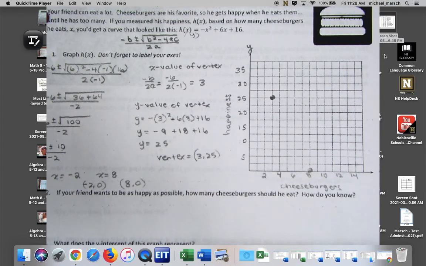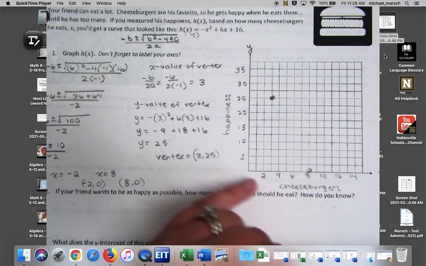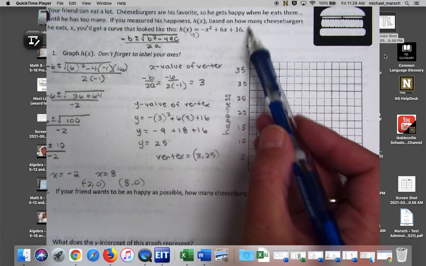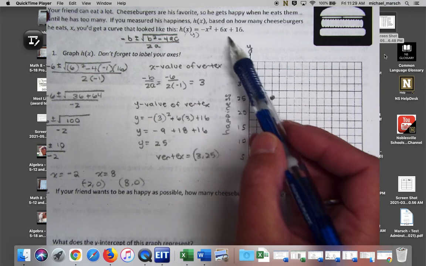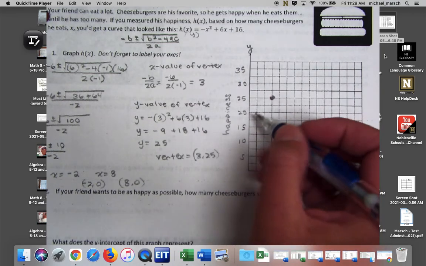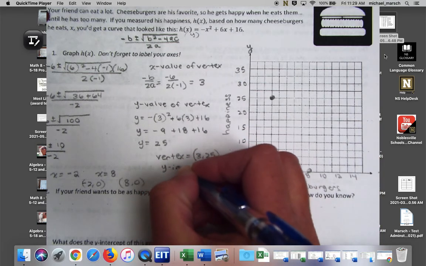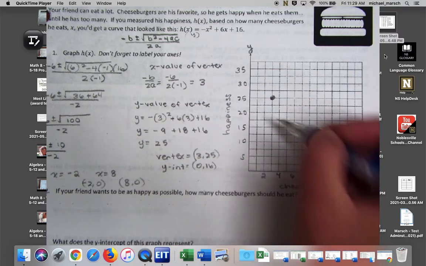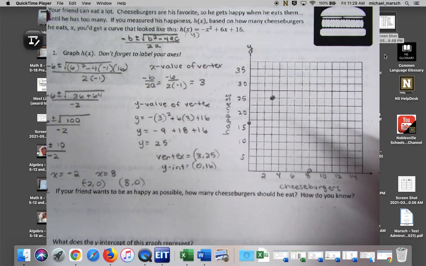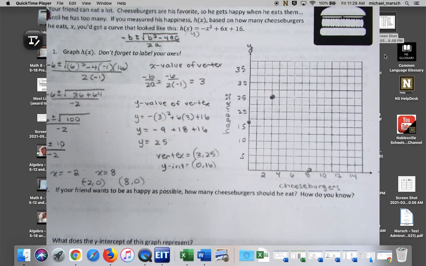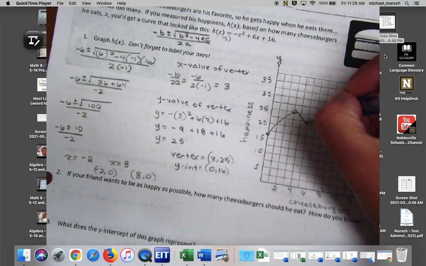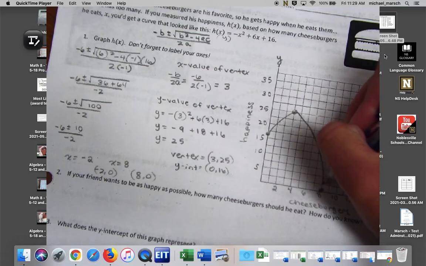Now, since we're not going to plot the negative 2, 0, mostly because our graph doesn't extend that way, we can still find our y-intercept. The y-intercept is going to be this cool number hanging out here by itself. So I'm going to plot my y-intercept, 0, 16. I'm going to plot where I think 16 would be, right there. And then I'm going to do my best to connect these to make a parabola.